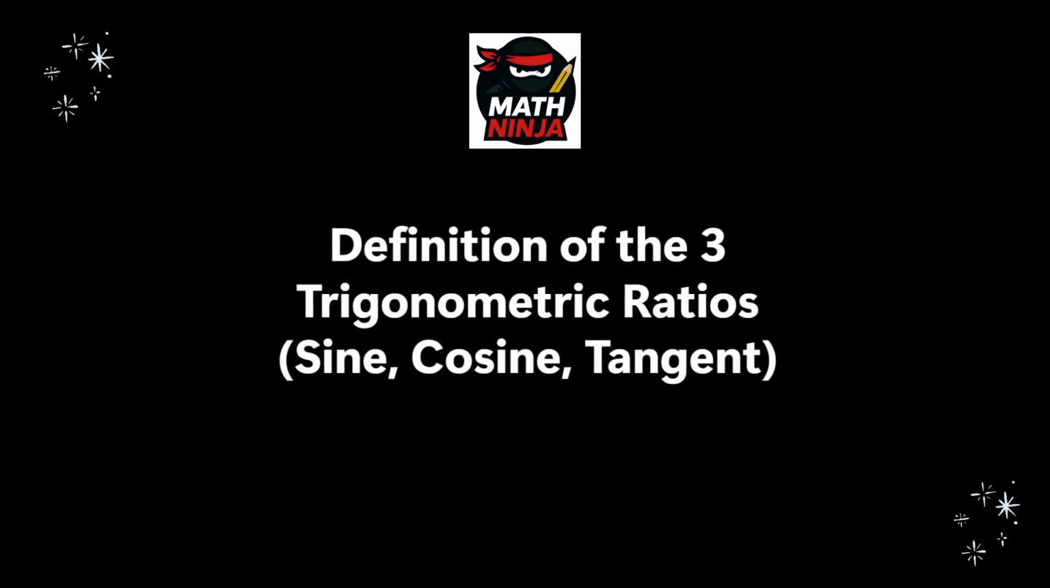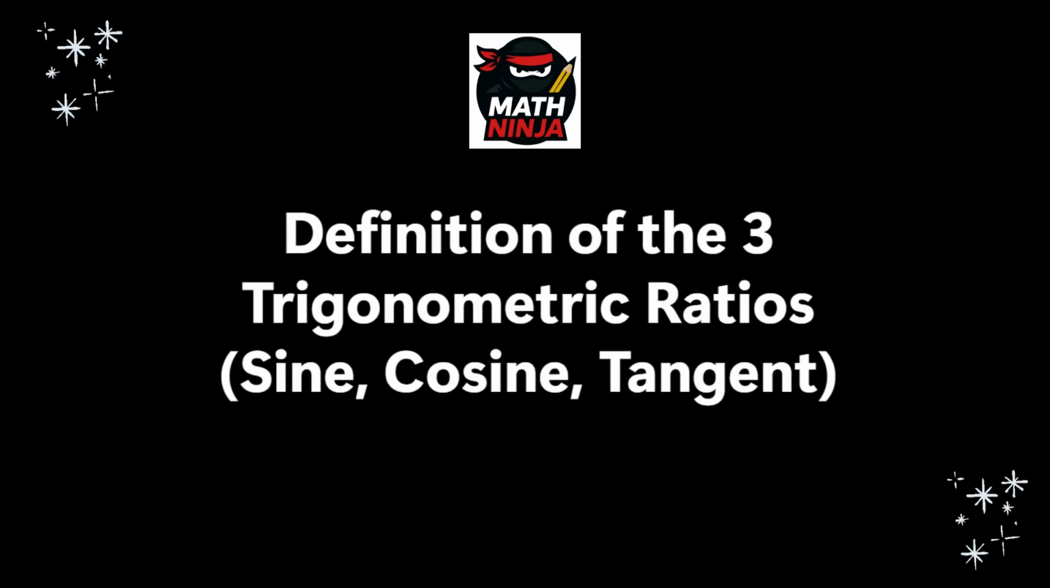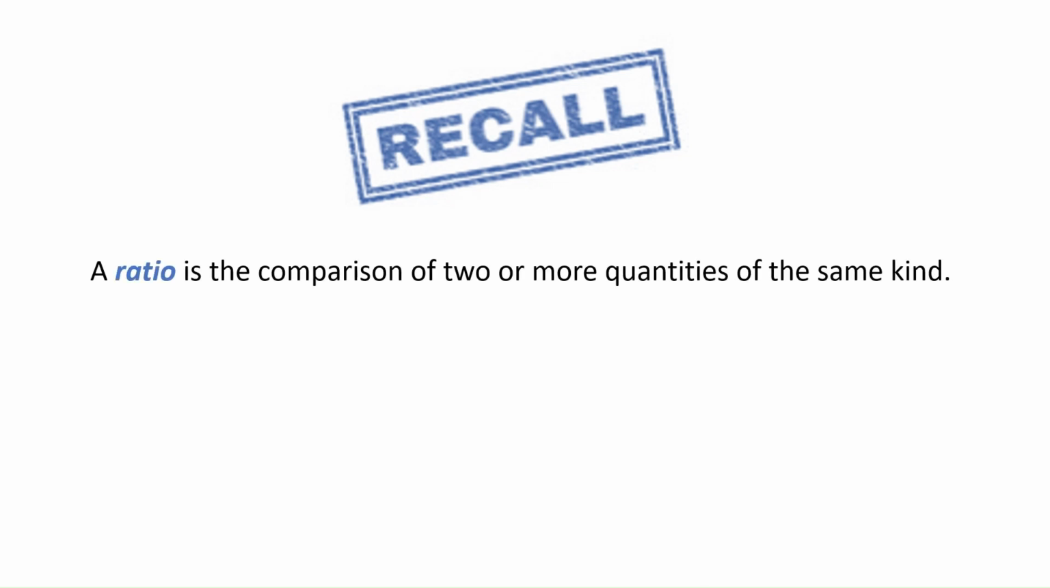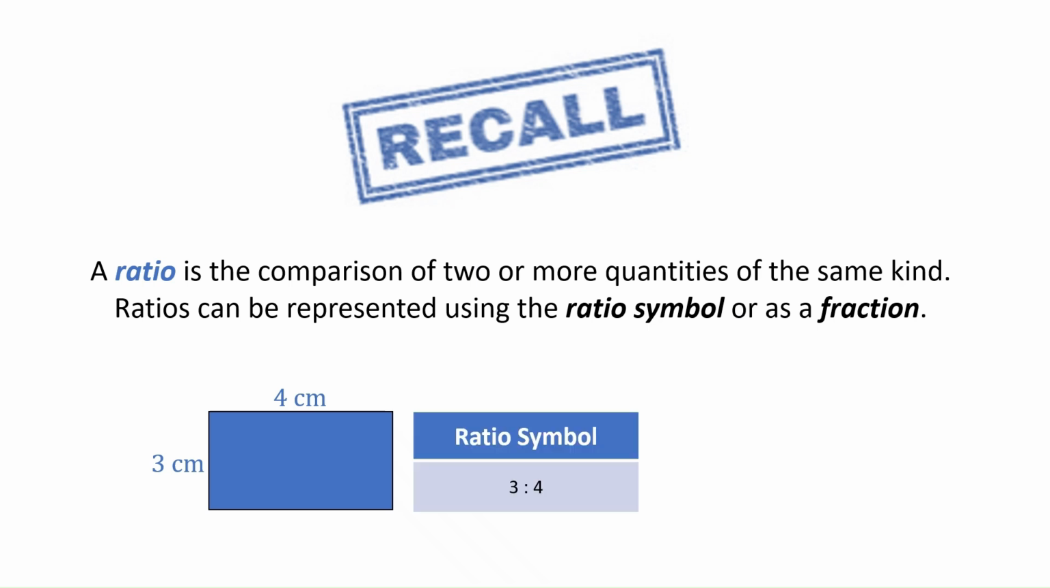In this video, we will learn what the three trigonometric ratios sine, cosine, and tangent are. You have learned in primary school that a ratio is the comparison of two or more quantities of the same kind. And ratios can be expressed using the ratio symbol or as a fraction. For example, in the rectangle below, if you want to find the ratio of its breadth to its length, you can use the ratio symbol 3:4 or express the ratio as a fraction 3/4.